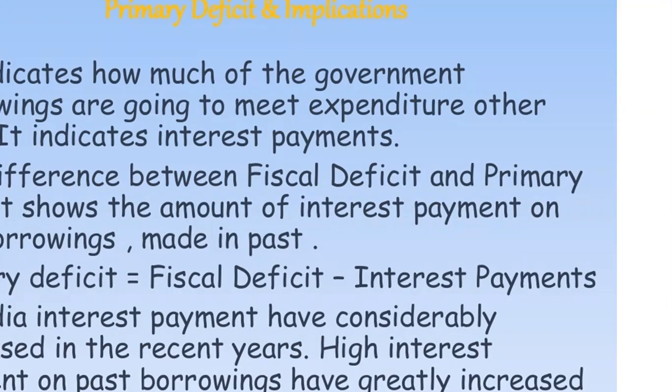Implications: what are the implications of the primary deficit? It indicates how much of the government's borrowing is going to meet expenses other than interest payments. The difference between the fiscal deficit and the primary deficit shows the amount of interest payments on borrowings made in the past. So a low or zero primary deficit indicates that interest commitments have forced the government to borrow. Primary deficit is the root cause of fiscal deficit.